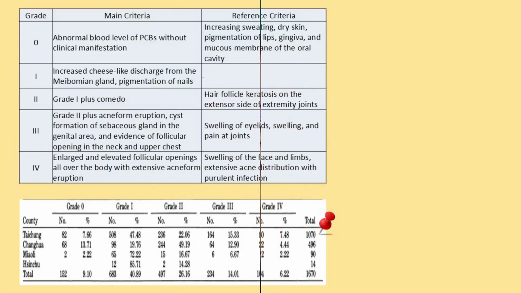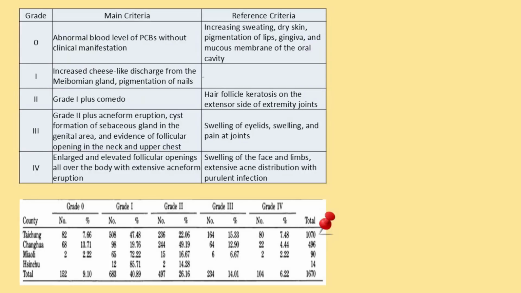If we look here at the symptoms of Yucheng and also Yusho poisoning, the symptoms are similar, and there are five grades of symptoms. The first one is grade 0.